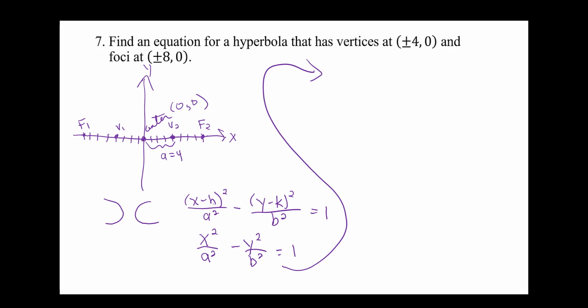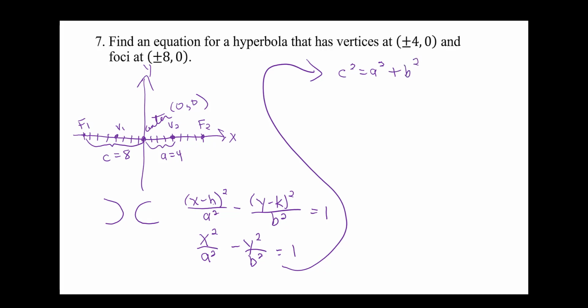So A equals 4. We don't know what B is, but we do know what C is here. C is the distance from the center to a focus, so C would equal 8. Okay, so to finish off here, we need to figure out what B is. Well, the hyperbola is the nice one, it uses c squared equals a squared plus b squared.